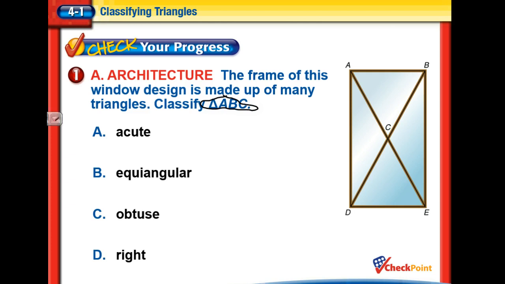Okay, so in your notes, here's the first practice problem you need to do. Please put this drawing in there so you know what you're talking about later on. And for number 1, there's an A, B, and C. So for 1A, you need to classify triangle ABC. So do you think it's acute, equiangular, obtuse, or right? Take a second and make your decision.